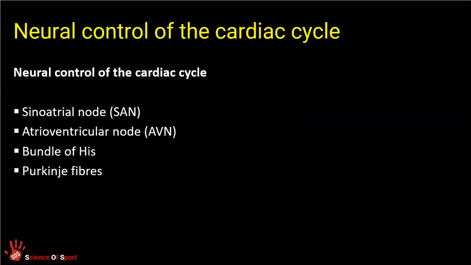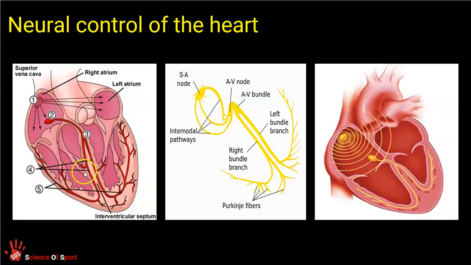So the four things your spec acknowledges you need to know are the sinoatrial node, the AV node, the bundle of His, the Purkinje fibers. So that's the sinoatrial node, the atrioventricular node, the bundle of His, and the Purkinje fibers.